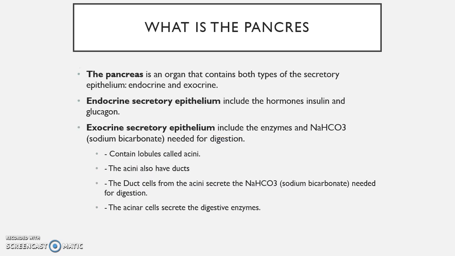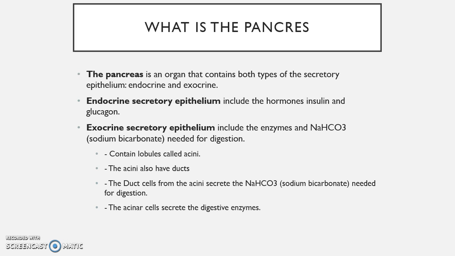The pancreas is an organ that contains both types of secretory epithelium, the endocrine epithelium and the exocrine epithelium. The endocrine epithelium includes the hormones insulin and glucagon. The exocrine epithelium includes enzymes and also the sodium bicarbonate that is needed for digestion.